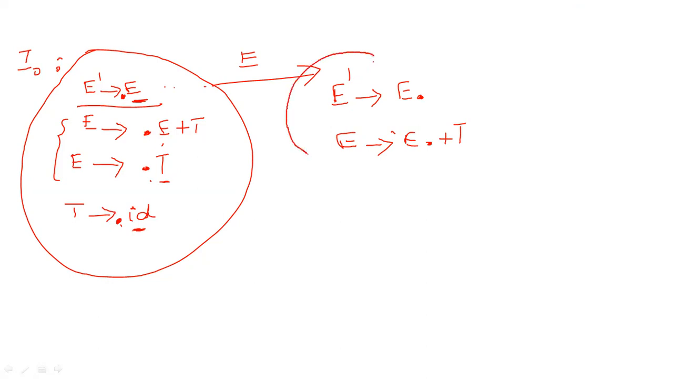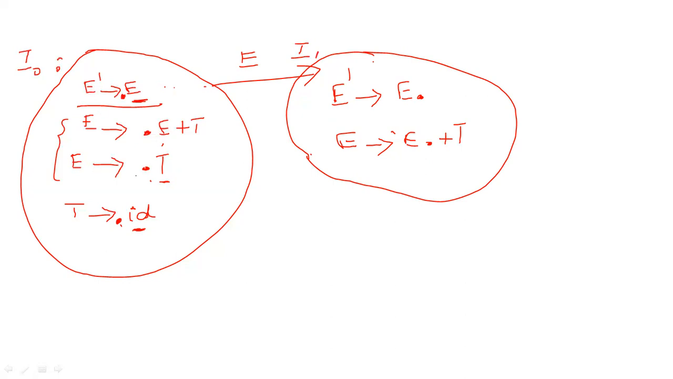So this is E dot plus T. Observe this dot. After the dot in the first item there is no more symbol, and here the immediate right symbol after the dot is plus. This is a terminal, so no need to write any more production. So this is I1, a new set of productions. Let it be I1.